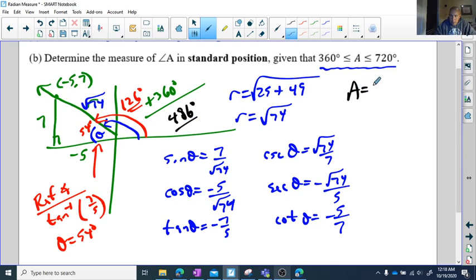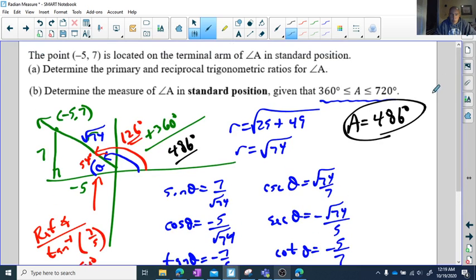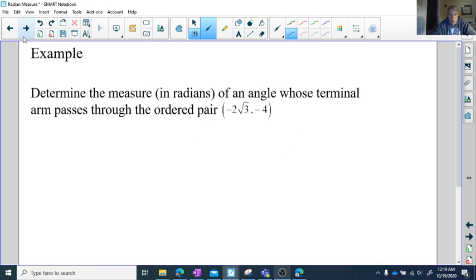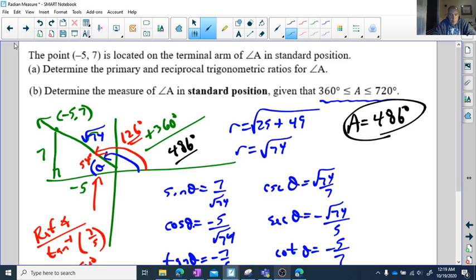So the angle they're talking about is 486 degrees. Now this is a really good question, and the last two have been right off of old tests. So this is kind of the level of difficulty that you've got to be able to deal with come test day. And we've done an example of that already. So I think that's enough for our trigonometry of rotation angles.